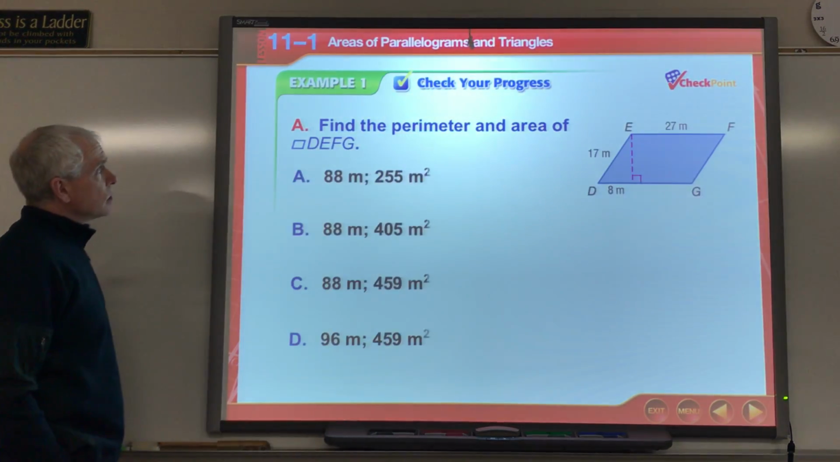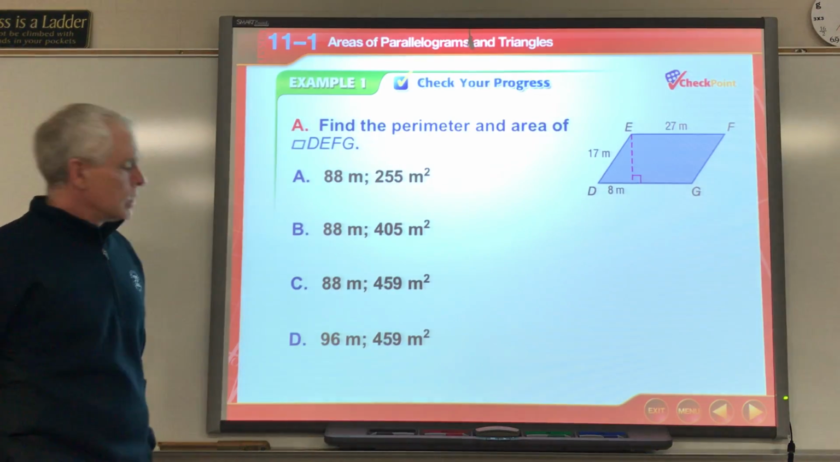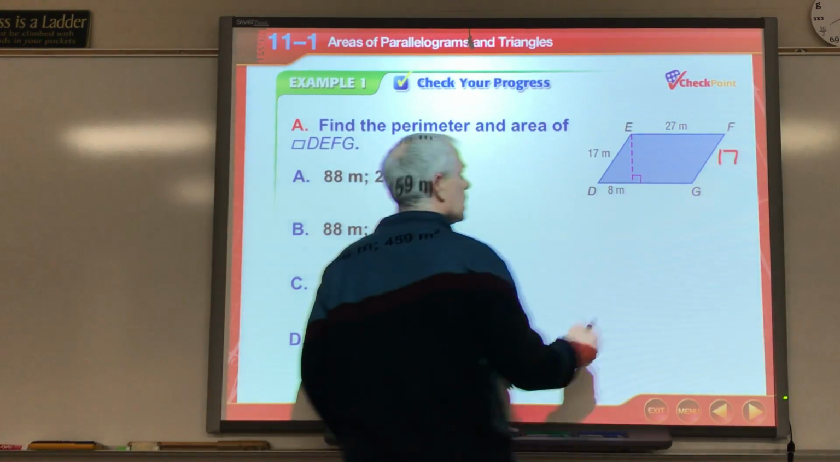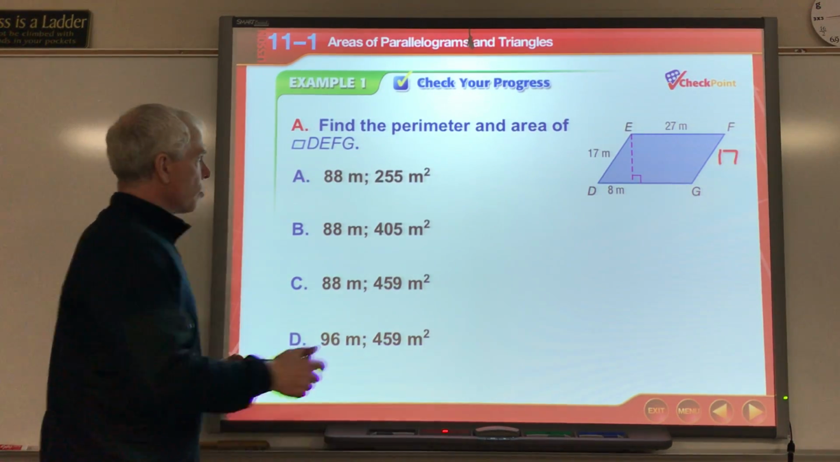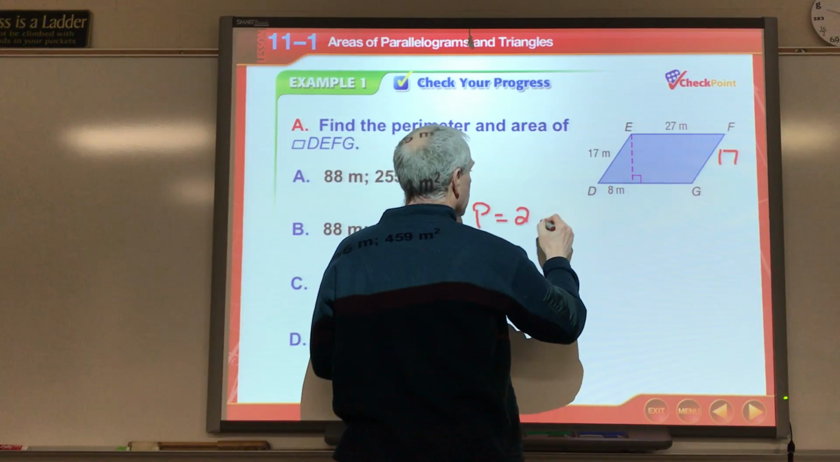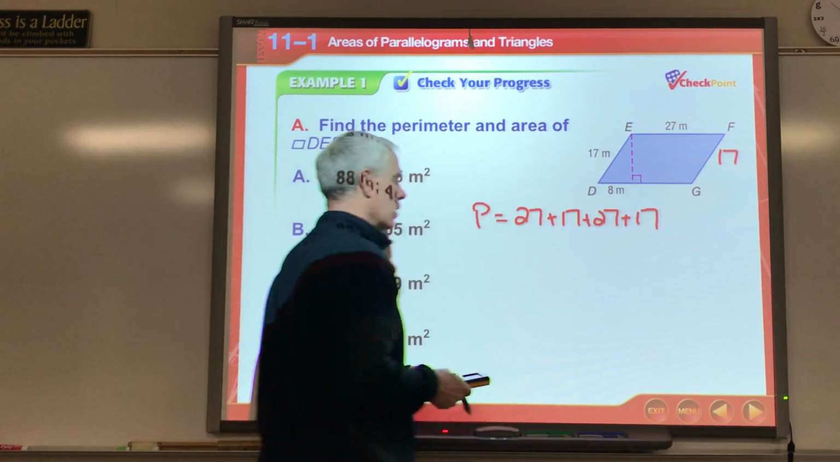All right, so give this a shot on your own and see what you come up with. All right, see how we did. So if this side's 17, this side's 17, and I'm going to grab my calculator. So for the perimeter, I'm going 27 plus 17 plus 27 plus 17, you guys, okay?